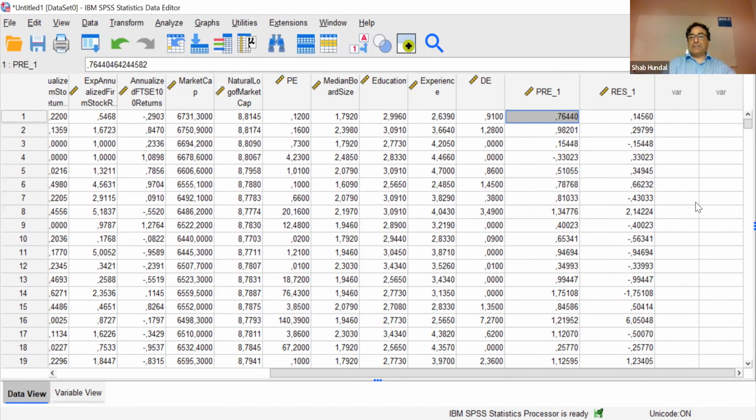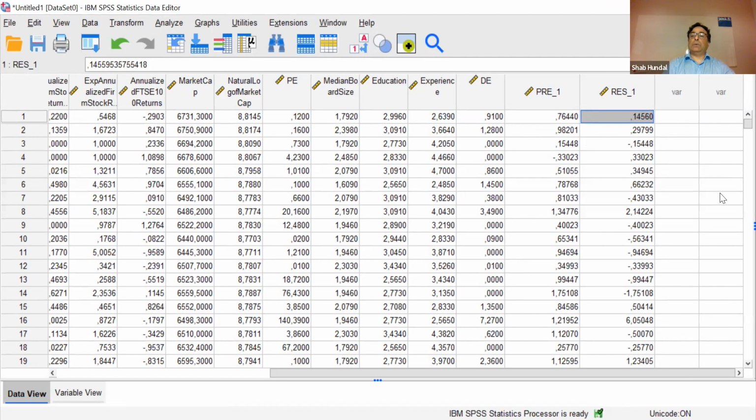It's very interesting that this is the actual value of debt to equity ratio. This is the predicted value of debt to equity ratio. And very clearly, you can see that the difference is this minus this. So you have the actual Y, this is the Y cap, the predicted value, and this is the residual value or the error term. Where does it come from? It comes from 0.9100 minus 0.76440. That's the difference between the two.